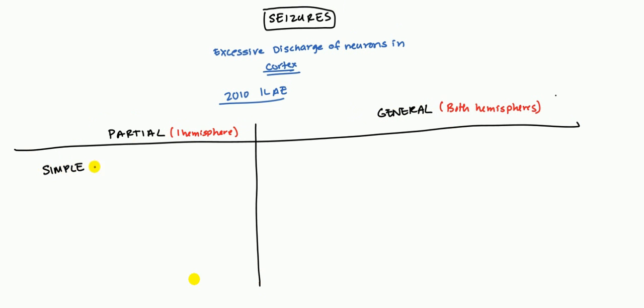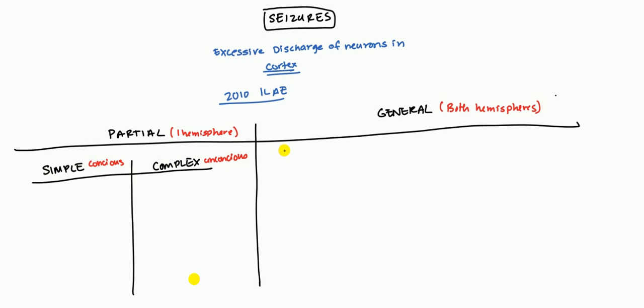Under partial, we have simple and complex. These names have been changed. The reason is many physicians seemed to be confused about what complex meant. They thought there had to be some specific type of motor movement, which wasn't the case. They've now changed it to partial seizures with consciousness and partial seizures without consciousness. So simple is where the patient is conscious the whole time, they're talking to you, and complex, they won't be talking to you, they'll be knocked out.